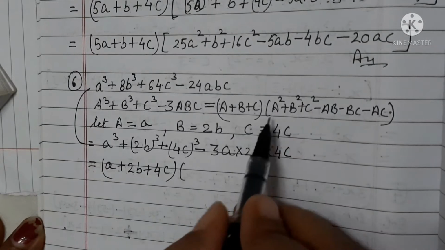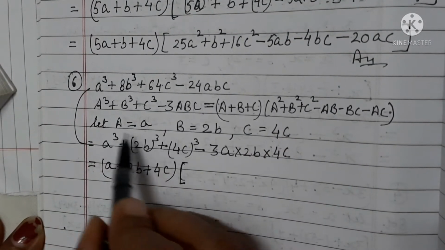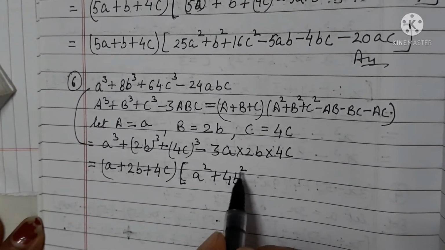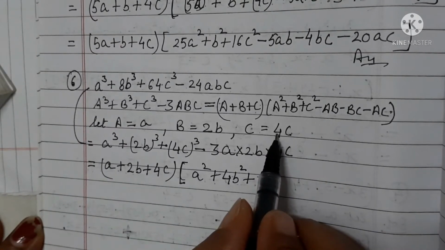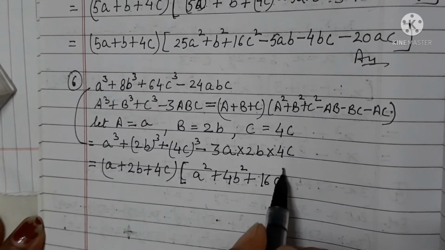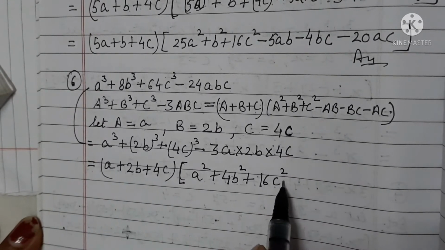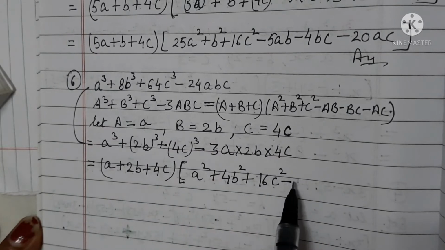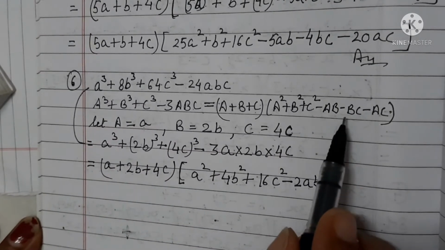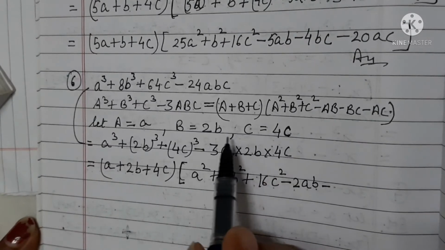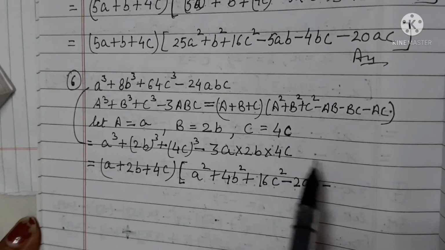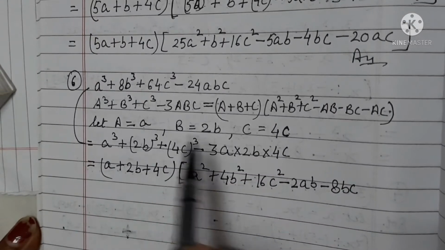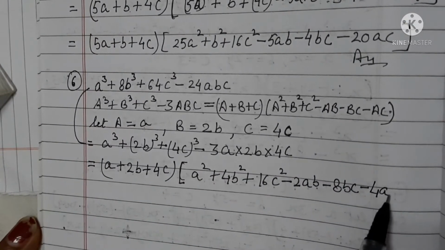a plus b plus c, now a square. A square means small a square, b square means 2b whole square, you can write it 4b square, and c square, 4 4s are 16c square, this is small c, minus ab, so minus a into 2b, you can write it 2ab, minus bc, multiply these two terms, 2b into 4c, 4 2s are 8bc, and minus ac, 4ac. So write down minus 4 small a small c.